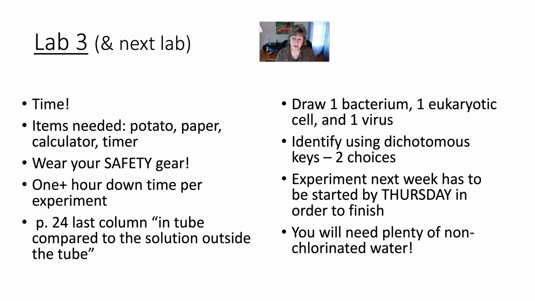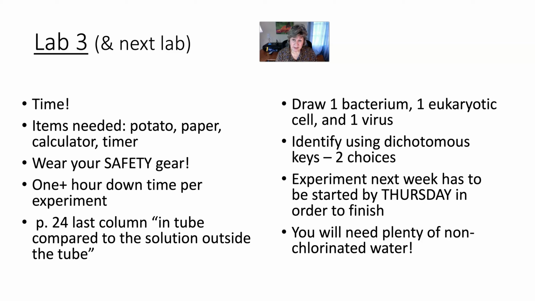You're going to draw a eukaryotic cell, and you're going to draw a virus. Now, you don't have to be a great artist. I certainly am not, but I can do this stuff. They show you what the structures look like that are involved. So this is not hard to do. And then what you're going to do is use the dichotomous keys that are also included in this lab to identify what is this bacterium that you've drawn that you just made up. What is this eukaryotic cell, and what is this type of virus?